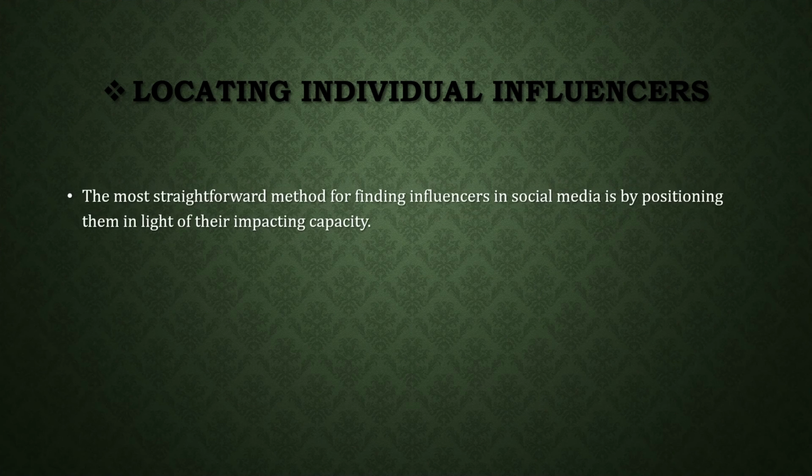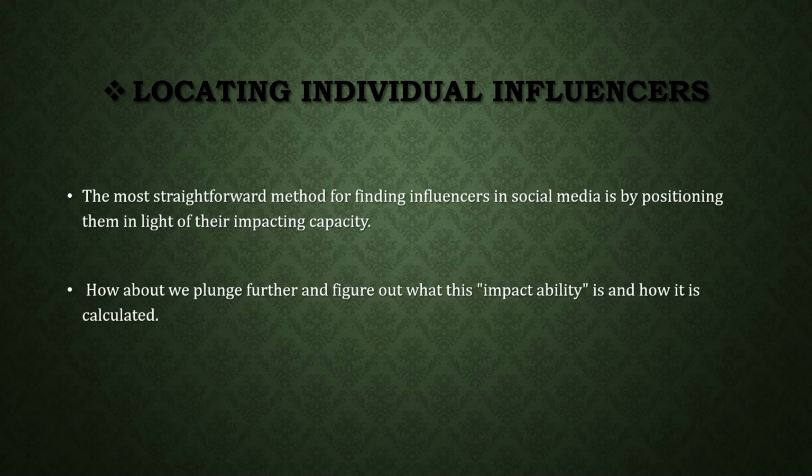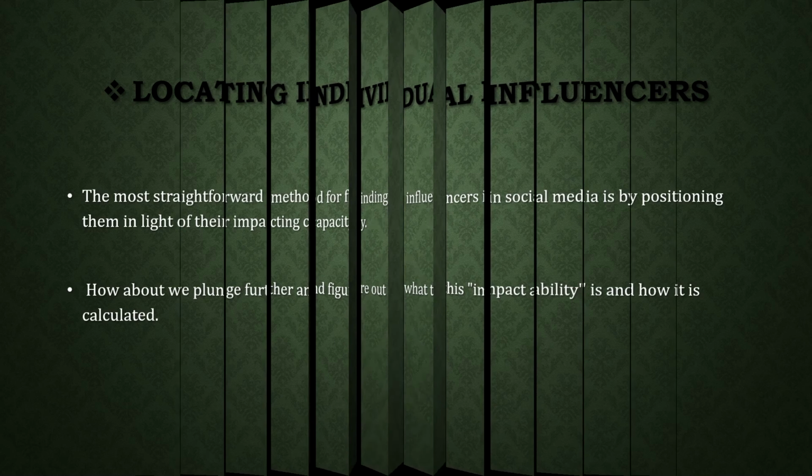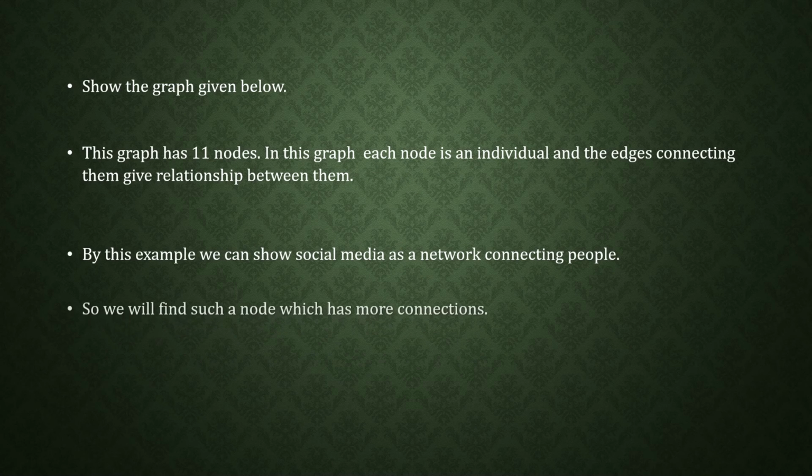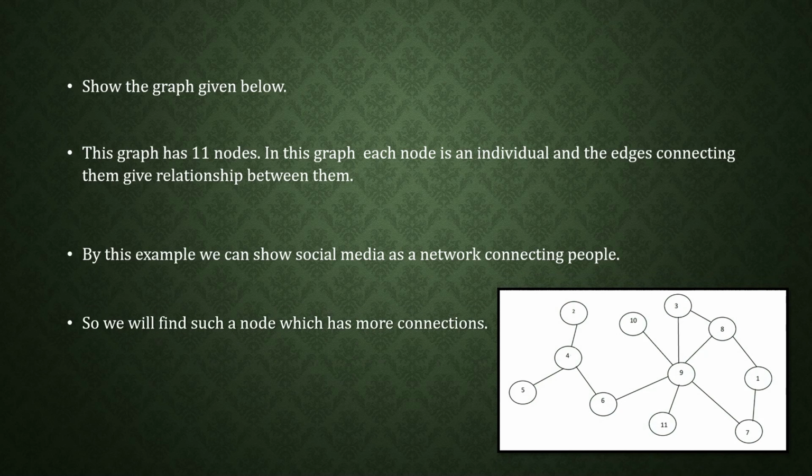Locating individual influencers. The most straightforward method for finding influencers in social media is by ranking them in light of their impacting capacity. Let us dive deeper and figure out what this impactability is and how it is calculated. Show the graph given below. This graph has 11 nodes. In this graph, each node is an individual and the edges connecting them give the relationship between them. By this example, we can show social media as a network connecting people. So we will find such a node which has more connections.